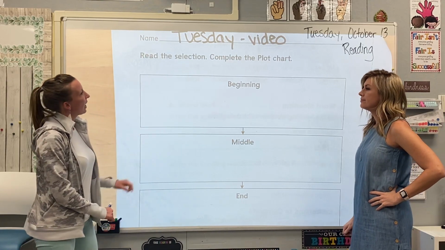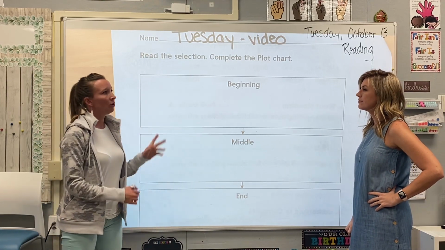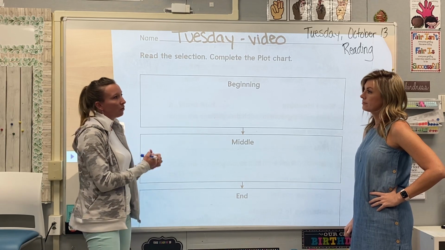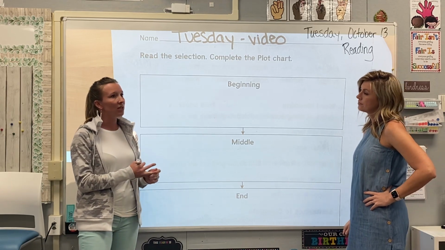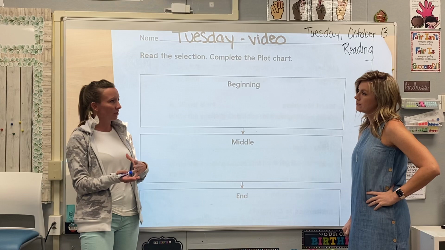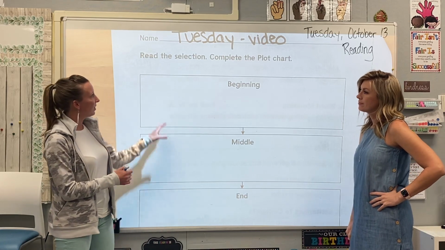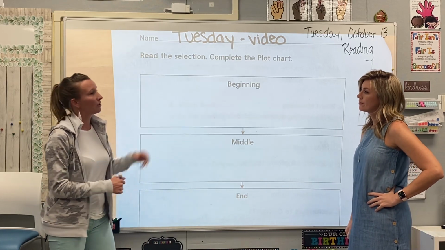So, Mrs. Grant, at the very beginning of the story, I know that we have the characters Tim, I know we have the grandmother, and I know the story is taking place mainly in the desert. But can you tell me a little bit about how Tim is feeling at the beginning of the story?